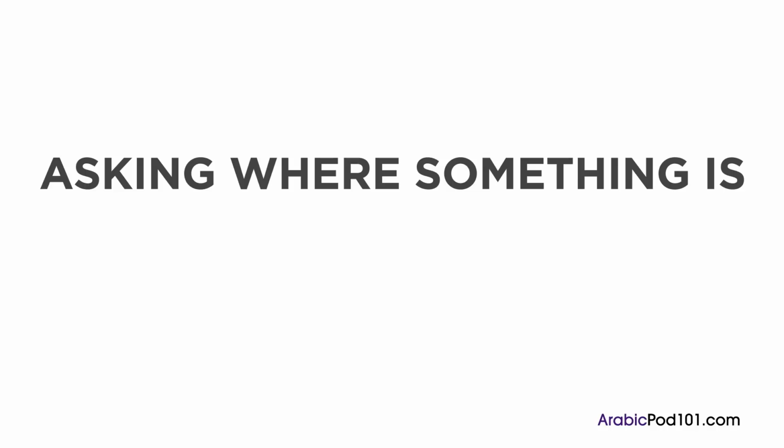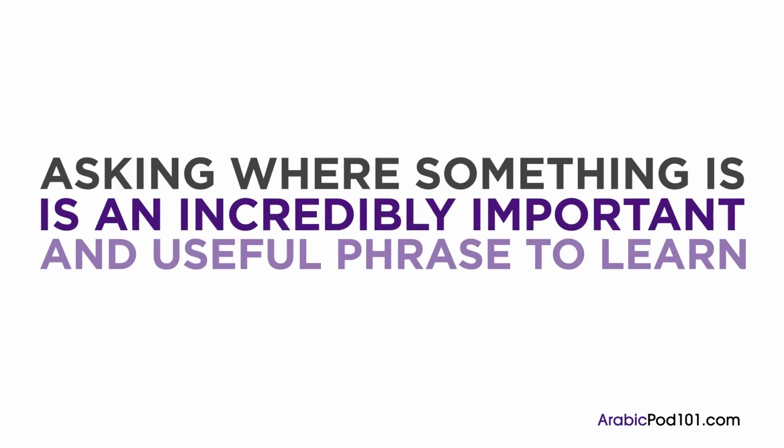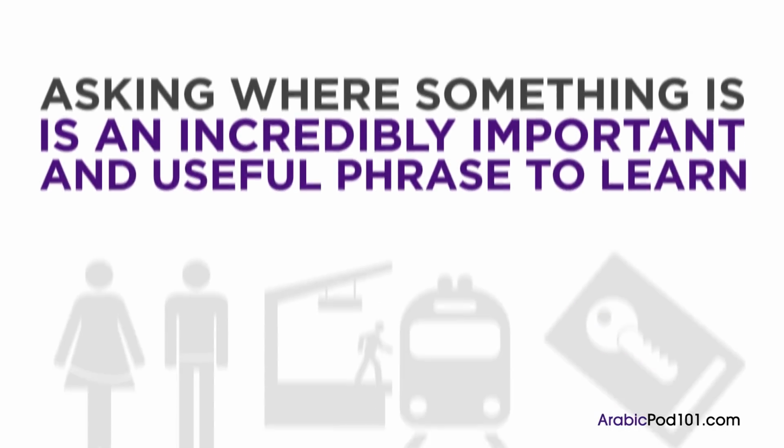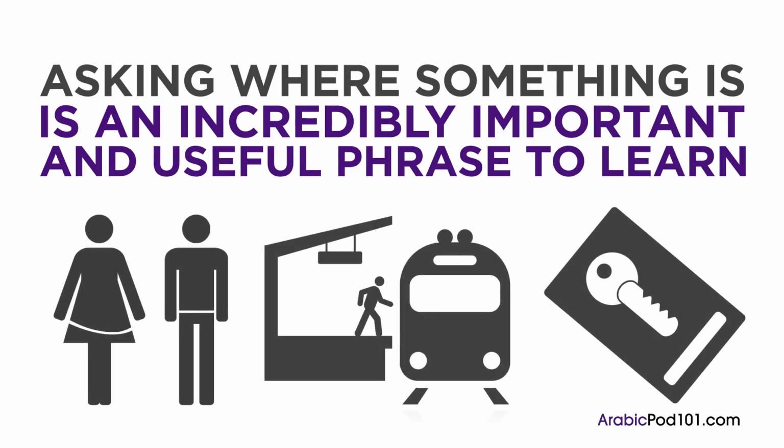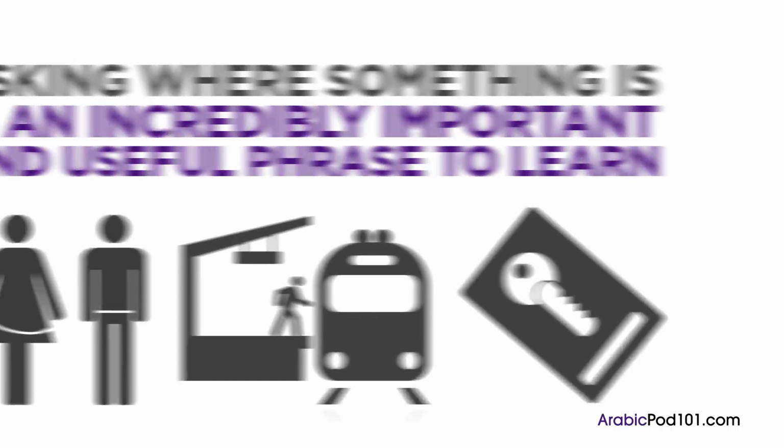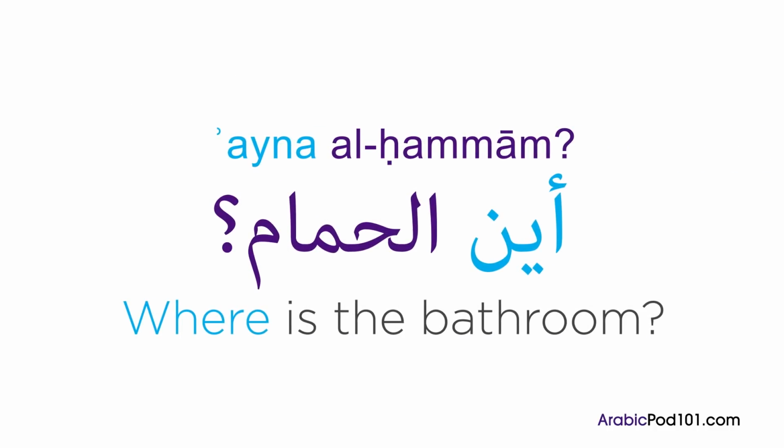Asking where something is an incredibly important and useful phrase to learn. You're going to need this when asking where the bathroom, the train station, or where the hotel is. To ask where something is, put where first, أين, and then add the name of the place or location. For example, if you want to ask, where is the bathroom?